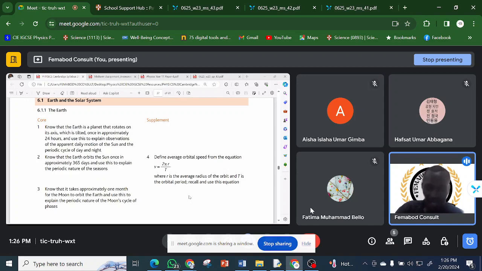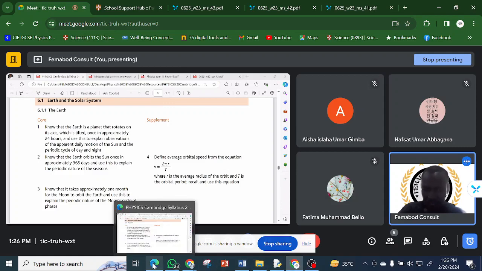So please take down this formula. It is always coming out, both in the theory and in the objective questions. So please note down this equation. And in the question I'm going to give you at the end of this lesson, you are also going to see this particular equation where we need to apply it. So it's very important for us to take note of some of these points that I am talking about.